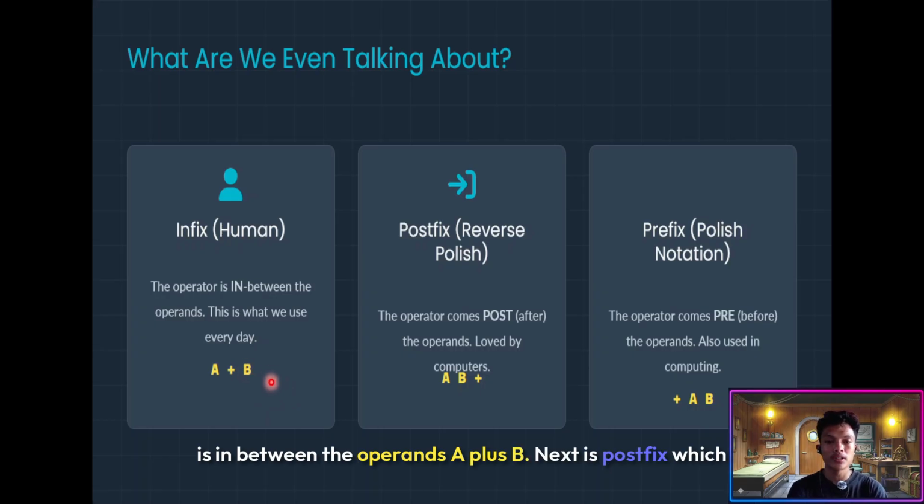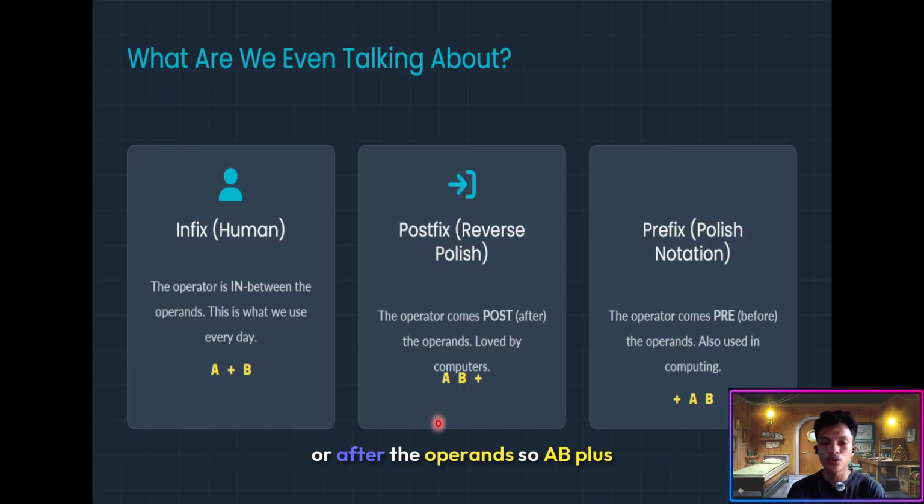Next is postfix, which is also called reverse Polish notation. The operator comes post, or after, the operands: A, B, plus. And finally, prefix, or Polish notation. You guessed it, the operator comes pre, or before, the operands: plus A B. So, A and B are the operands, and this is the operator.